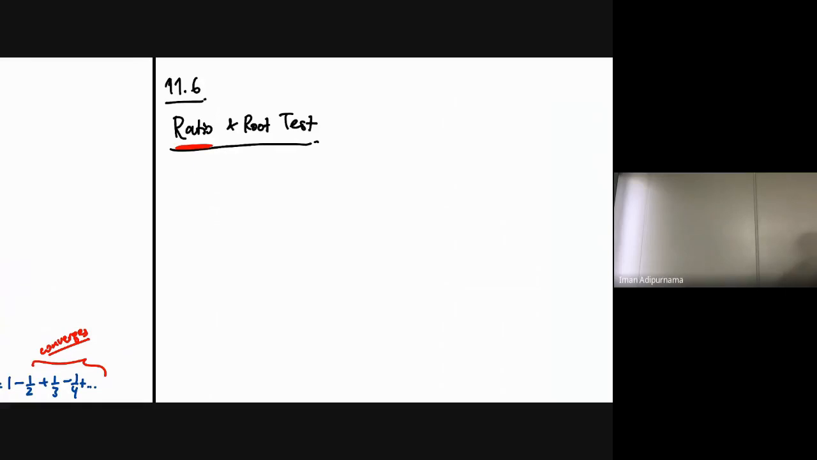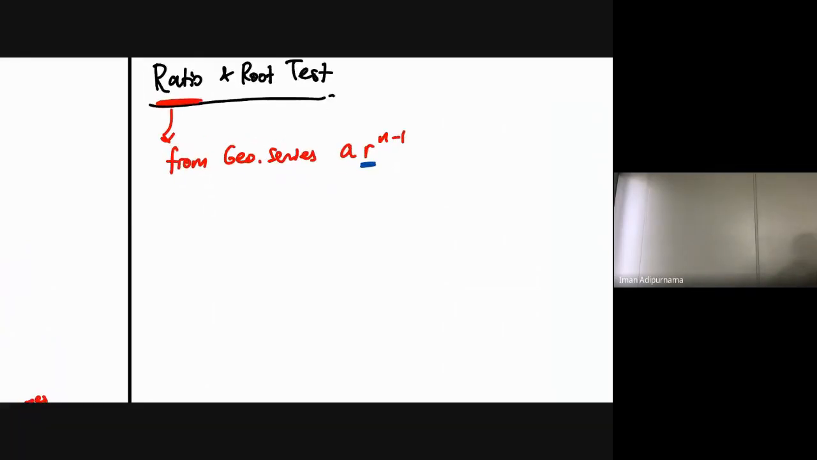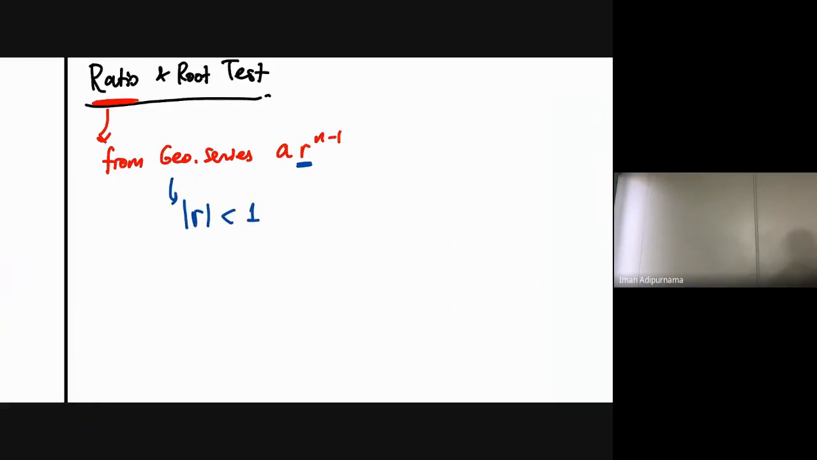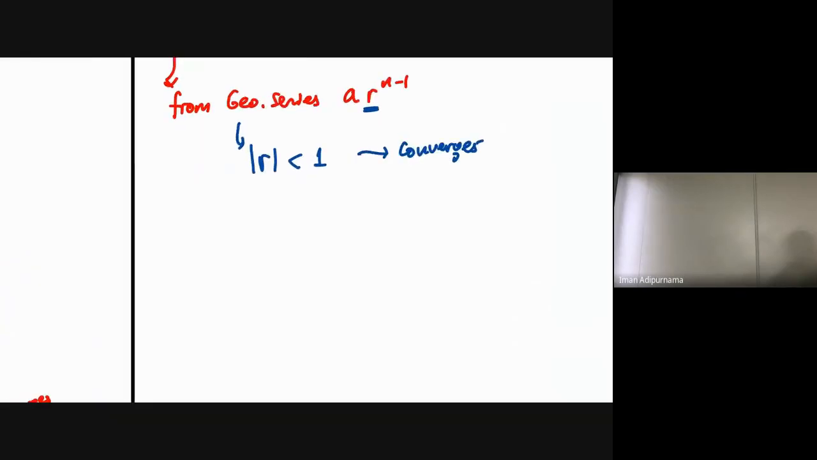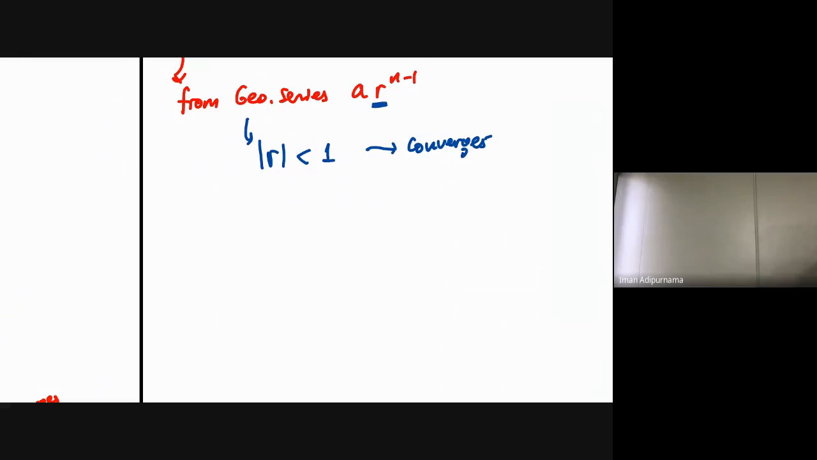The ratio comes from the geometric series, this r. The geometric series says that r should be less than 1 for the series to converge, right? So we need to manipulate our sequence or our series to find out whether they are less than 1 or not.